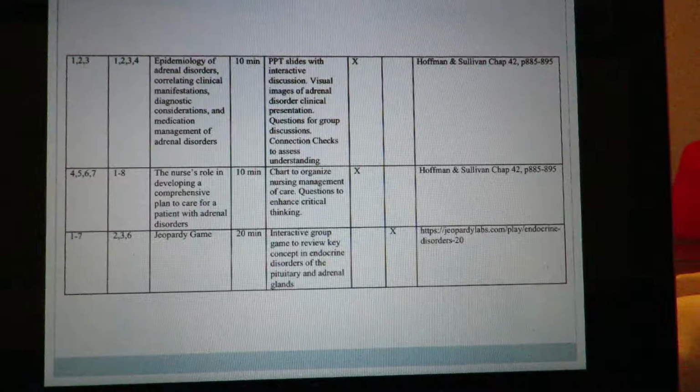It's an interactive game to review the key concepts, and the students were able to use the link at any time. I encouraged them to review the Jeopardy game again prior to their final exam. Students were very receptive to the game, and I think that that was a great way to add fun into a lesson.